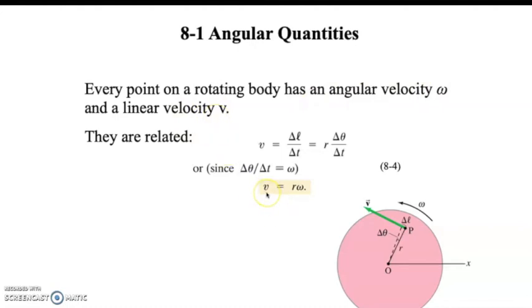So v is linear velocity. That's what we've been talking about since we started. How does it compare with angular velocity? If you take the radius of your rotation and multiply it by the angular velocity, you can find the linear or tangential velocity of your object. Big equation here too.